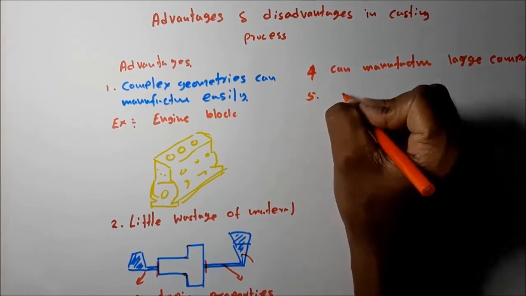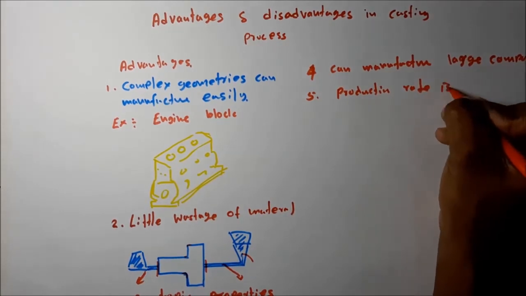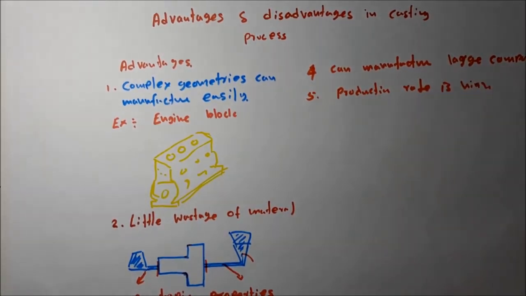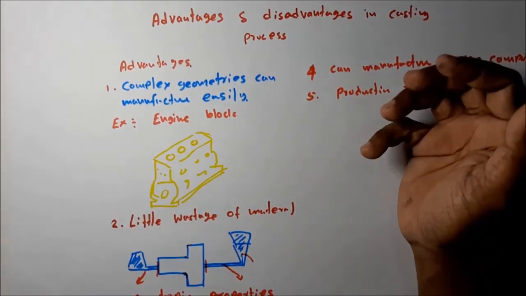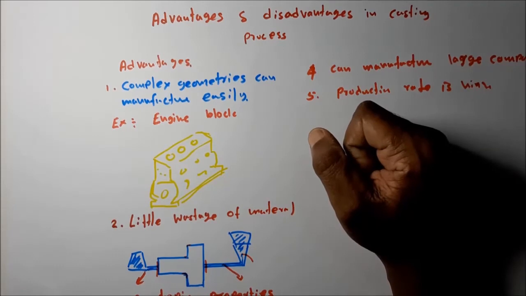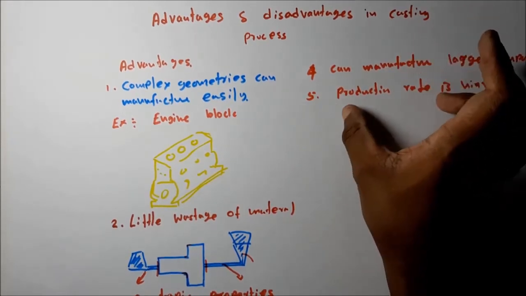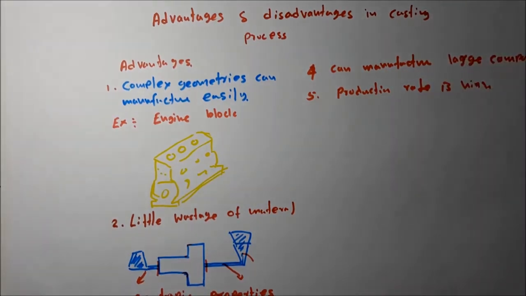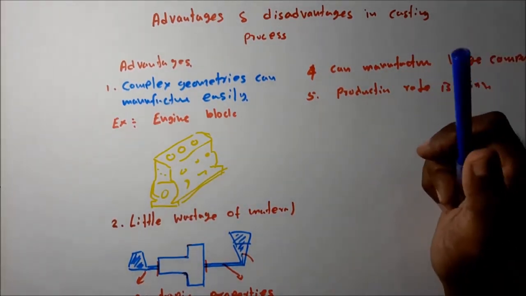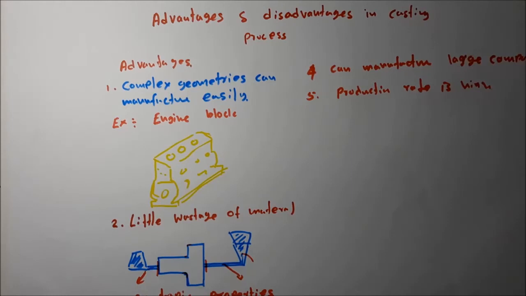Then another advantage is that the production rate is high. Compared to machining operations, it has a higher production rate. Because it can easily generate internal and external complex geometries, at once it can create all the features, so the production rate is very high in metal casting operations. These are the main advantages in this casting process.